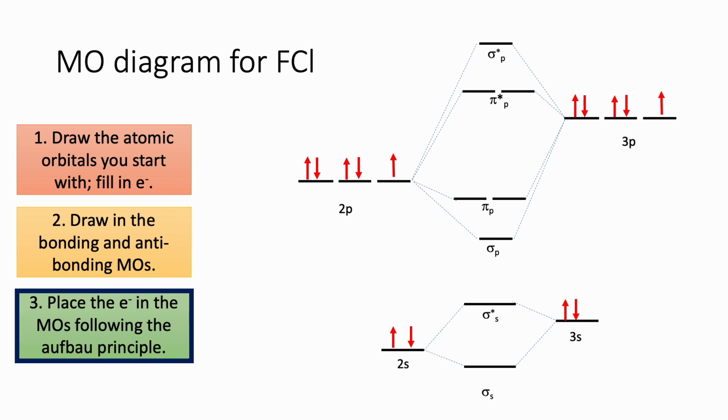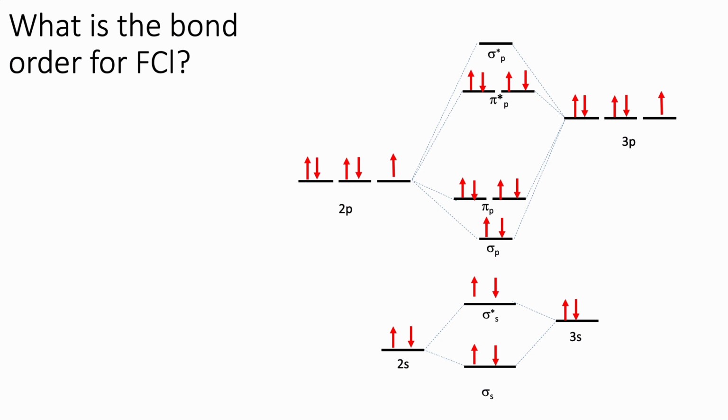So now what we're going to do is place the electrons in our MOs. And once again, we're going to follow the Aufbau principle. So we have 7 valence electrons from fluorine, 7 from chlorine, 14 total. So let's go ahead and put them in our MOs. 1, 2, 3, 4, 5, 6, 7, 8, 9, 10, 11, 12, 13, 14.